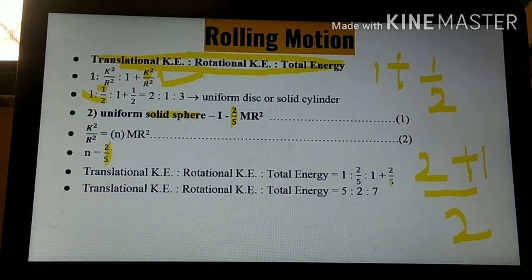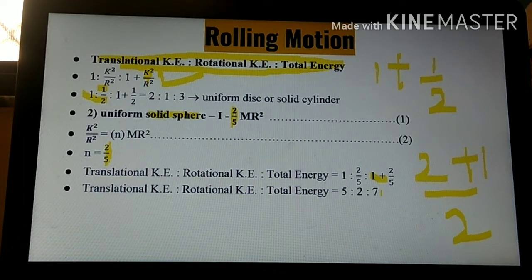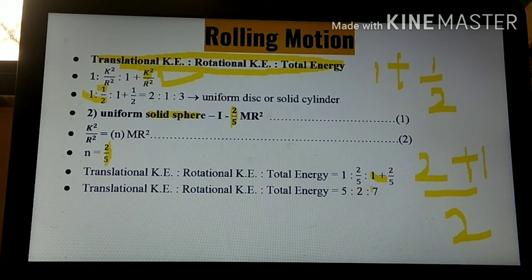So 5 will come over here. So 5 plus 2 is 7. Again 5 is coming in the denominator in this 2, so we are transferring 5 over here. So we are getting 5:2:7.